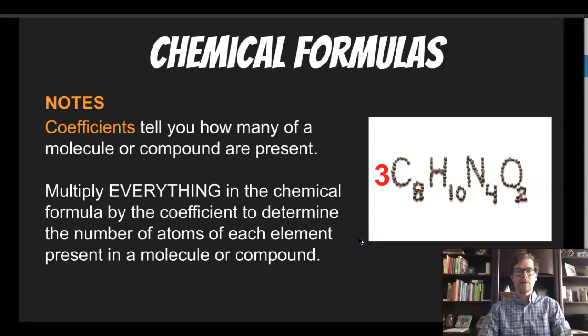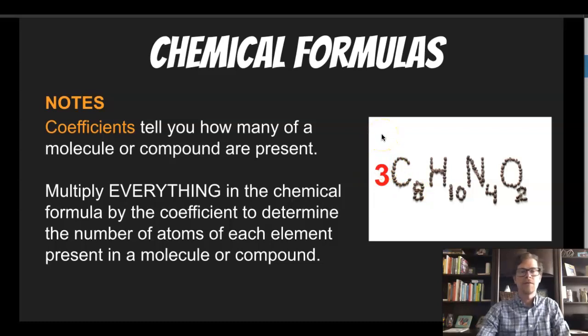Okay, then another thing that we learned with chemical formulas were what are called coefficients. Coefficients, just like you would have in math, are numbers that you put to the left of a molecule or compound's chemical formula, and they tell you how many of those molecules or compounds are present. So again, this is a caffeine molecule. We know that there's 8 carbons in it. But if we put a 3 to the left, we know we have 3 caffeine molecules present.